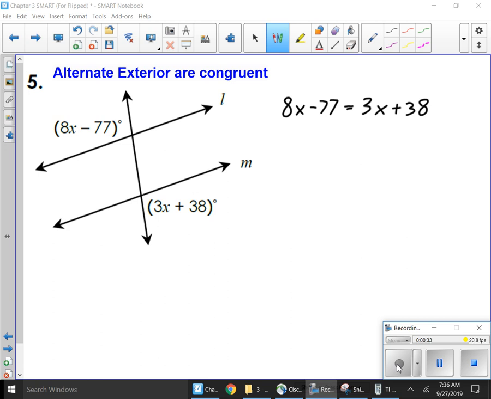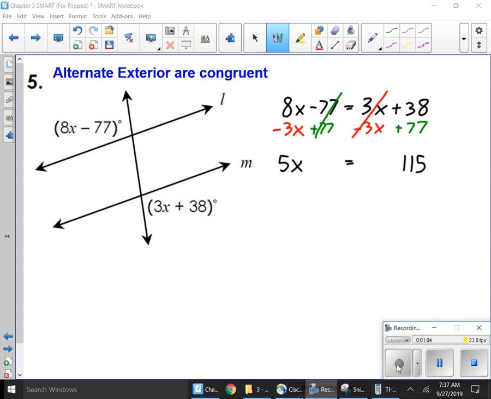So between 8x and 3x, 3x is the smaller coefficient. So I can subtract 3x from both sides. That moves all my variables to the left. I can also add 77 to both sides, and that will move my constants to the right. So 8x take away 3x, that leaves us with 5x's on the left. And 38 plus 77 is 115.